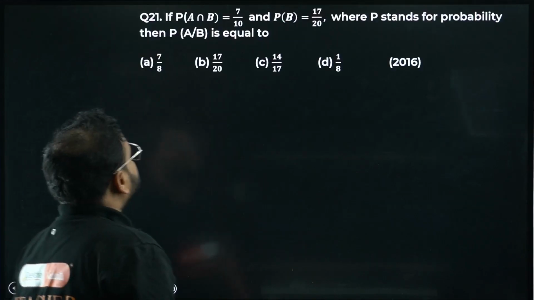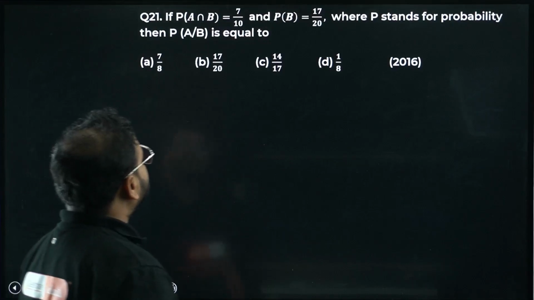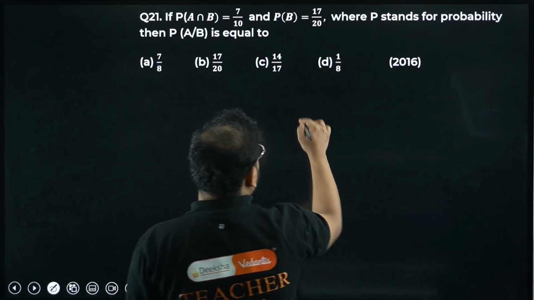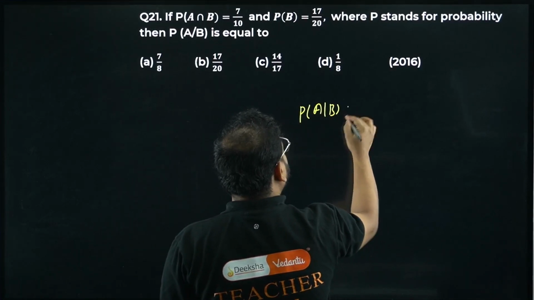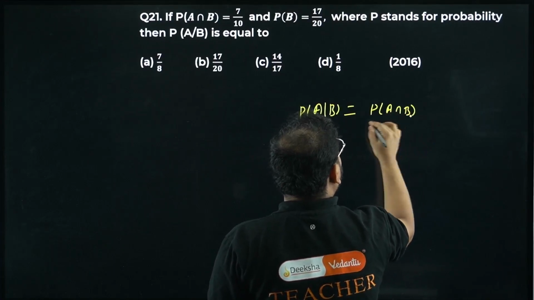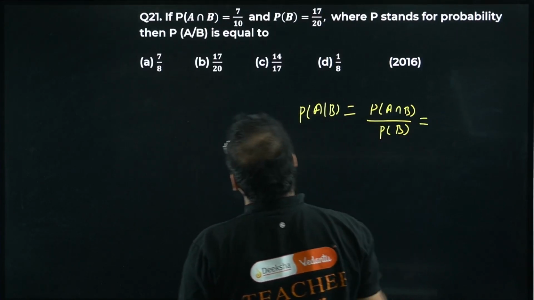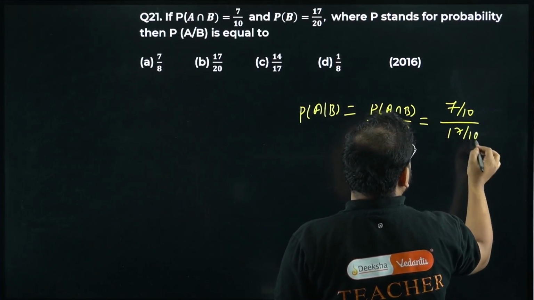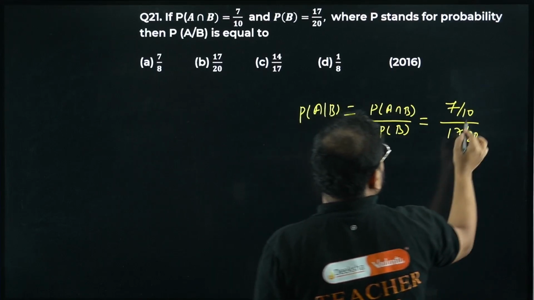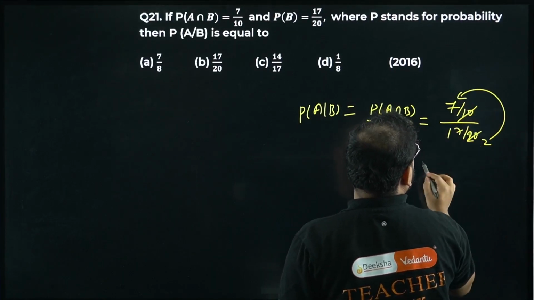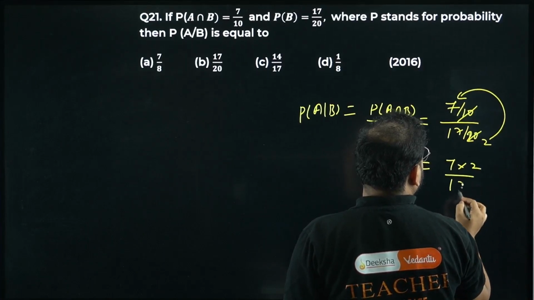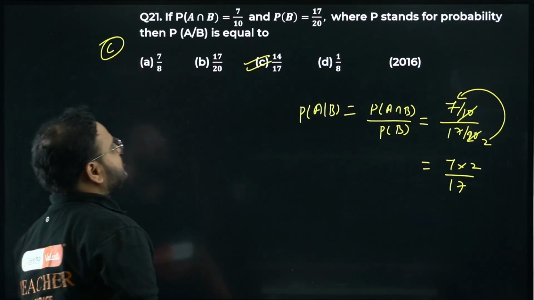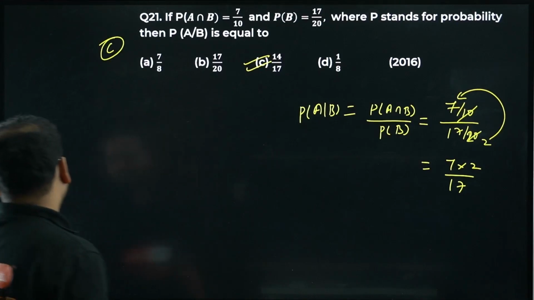Now question number 21. If P(A intersection B) is 7 by 10, P(B) is also given, where P stands for probability, of course, then P(A|B) is how much? Okay, let's find this out. Again, we have the formula for conditional probability as P(A|B) equals P(A intersection B) upon P(B). I have both the values, right? So write this over here, 7 by 10 divided by 17 by 20, right? 10 twos are 20, so 2 will come in the numerator, you'll have 7 into 2 by 17, hence 14 by 17. Option C is correct. Please check. 21, option C is correct. It's a question from 2016.